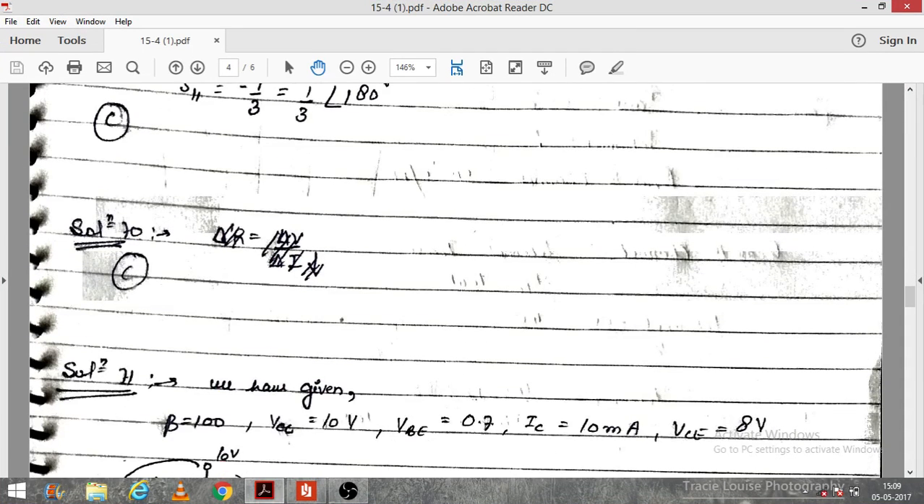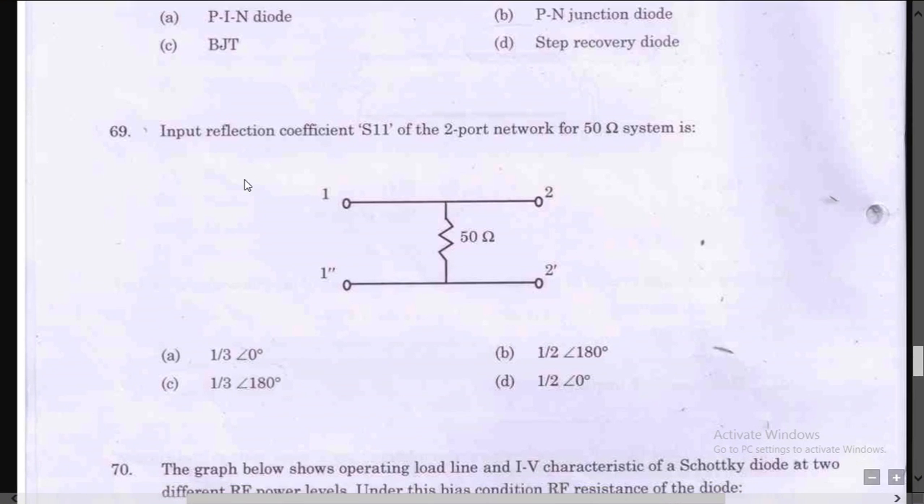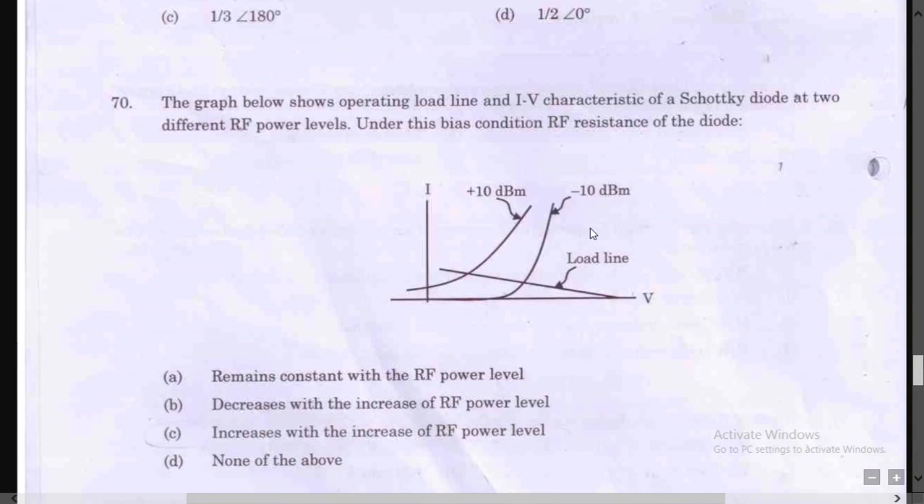Now we are moving to question number 17, in which we are given the VI characteristics of a Schottky diode at 2 RF power levels, and now we have to find out about the RF resistance of the diode.